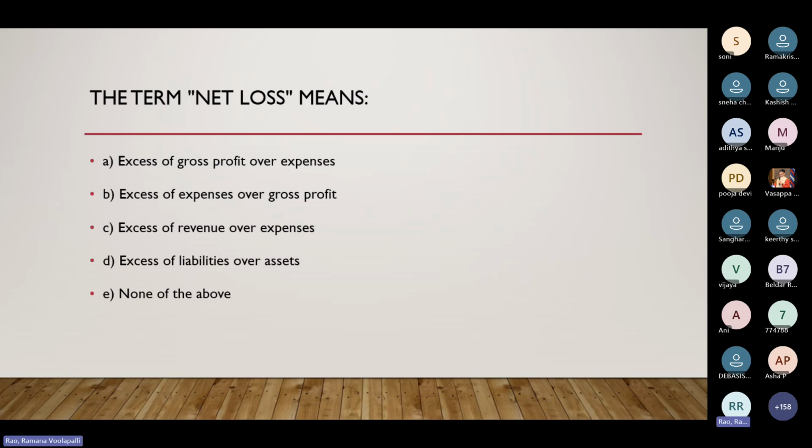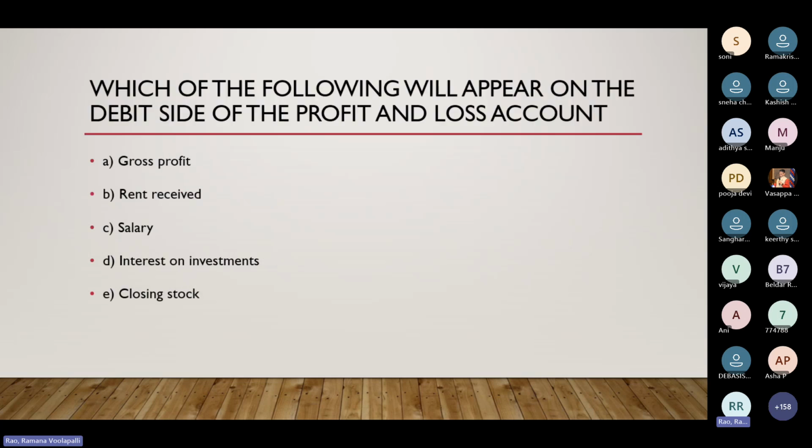Net loss means excess of gross profit over expenses or excess of expenses over gross profit? Yes, net loss. Give it a second to think. C, B. It is excess of expenses over gross profit. Great. Which of the following will appear on the debit side of profit and loss account?